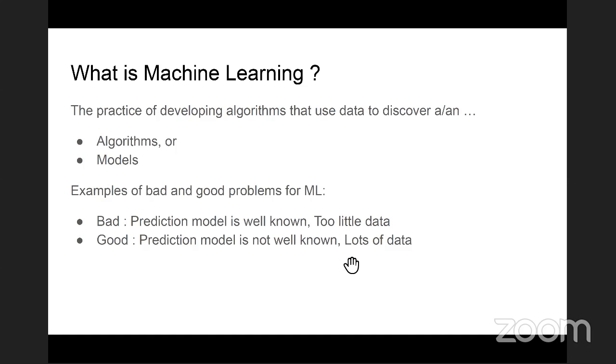Now, a bad example of a problem that is not suited for machine learning would be when the prediction model is well known. So let's take an example. Looking at positions of the moon, can I predict whether on a certain day I will have a full moon or a new moon or a crescent moon or whatever that is? Or can I predict the time of moonrise, assuming there are no clouds? Can I predict the time of moonset or sunrise and sunset? For this, the model is very well known.